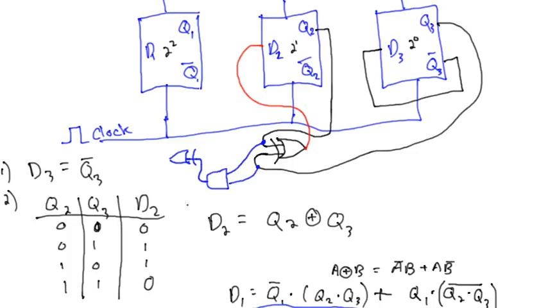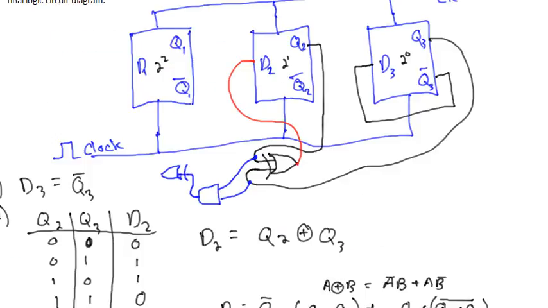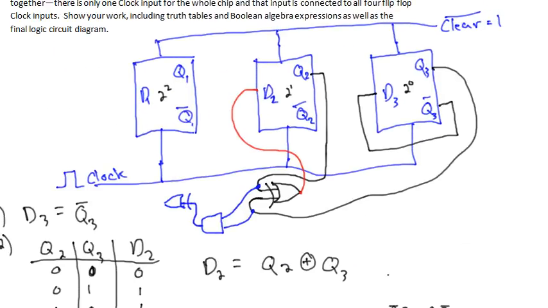And then something else goes into that exclusive OR. It was, I think, Q1. So, yeah, Q1 goes into that exclusive OR. I think I got a different color going here. Then the output of that is D1.